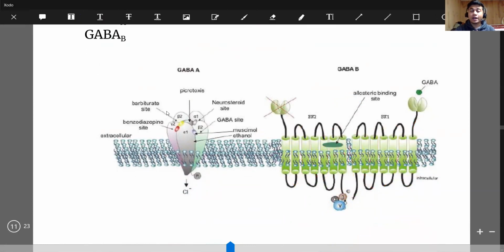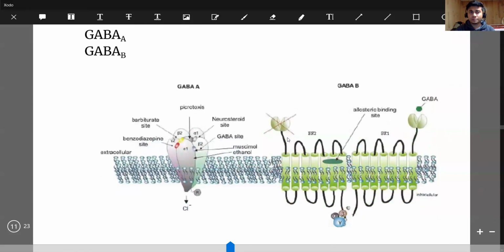Now, this is a Gi coupled receptor. That means it inhibits the cell from functioning. We'll discuss the GABA receptor in the ligand-gated receptors. So GABA has two types of receptor, one is the GABA-A, another is the GABA-B. The GABA-B is a Gi coupled receptor, that means it inhibits the intracellular functioning.